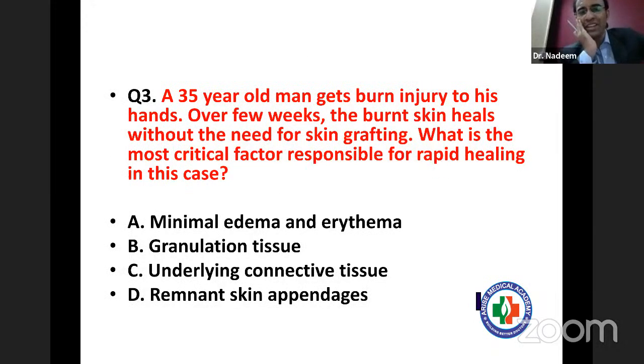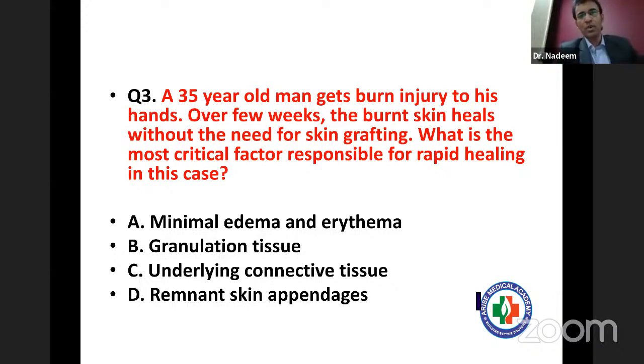A 35-year-old man gets a burn injury to his hands. Over a few weeks, the burnt skin heals without the need for skin grafting. What is the most critical factor responsible for rapid healing in this case? So I'm talking about a burn case, and after that there is rapid healing of the skin. What is the pathological connection here? Answer me, please. I think this is an easy question.